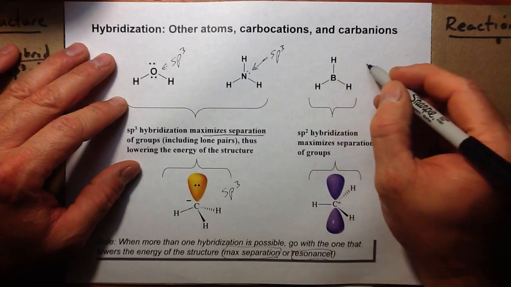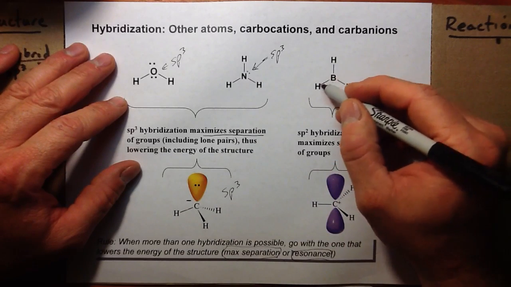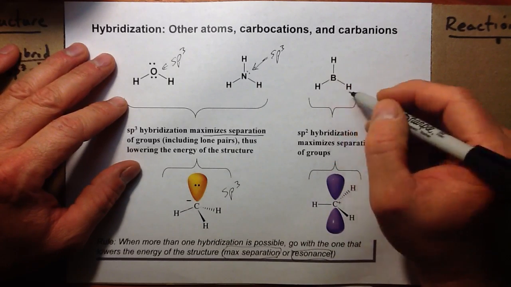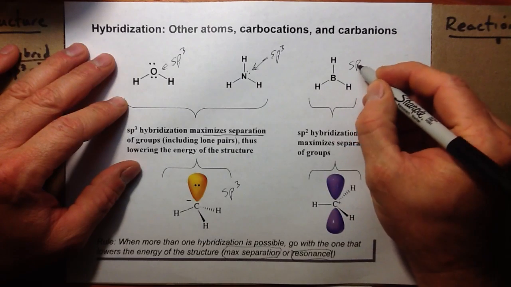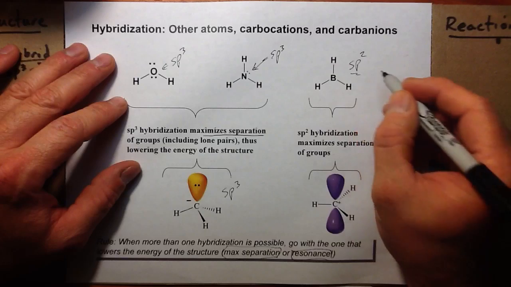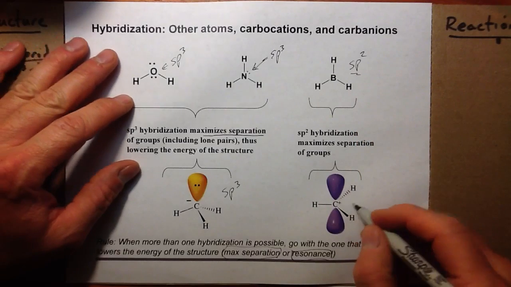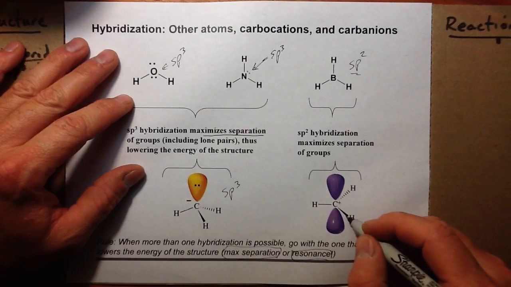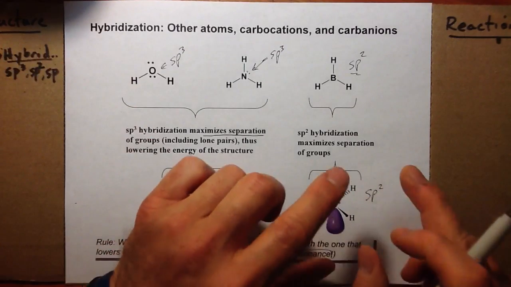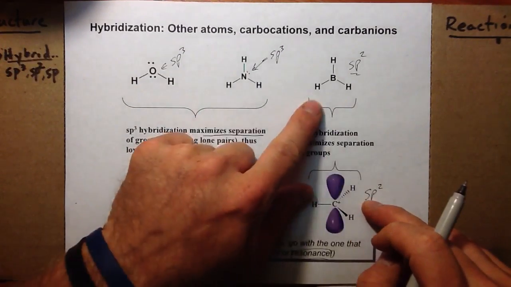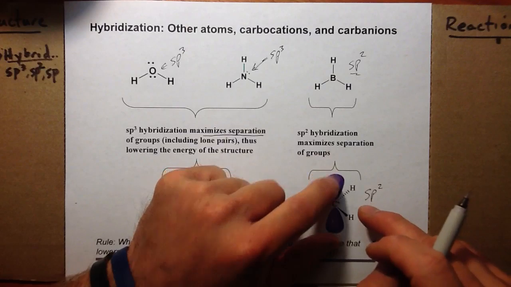Now, borane, BH3, there are only 3 bonding pairs off of boron. There are no other electrons. So to maximize the separation, we'd say sp2. We can do the same thing for a carbocation that has just 3 hydrogens off of it. It would be sp2.